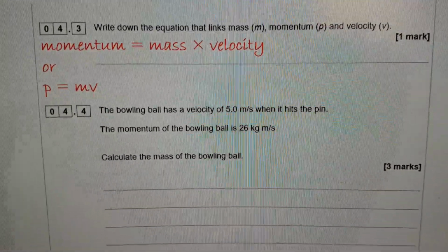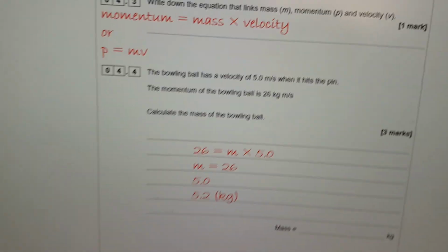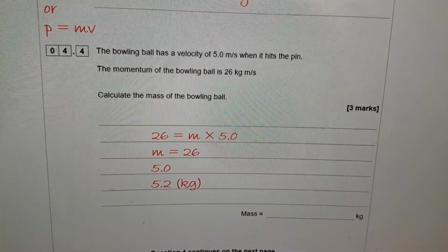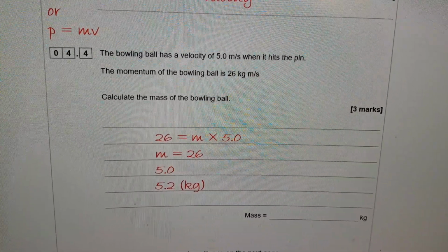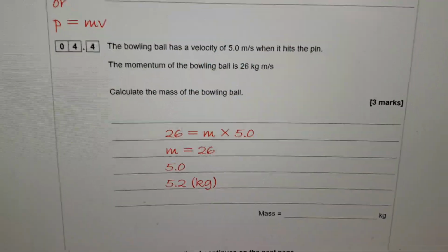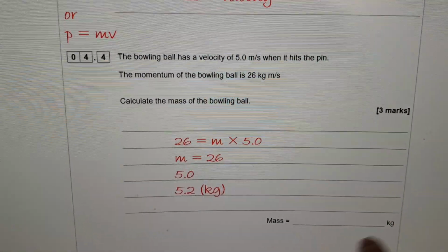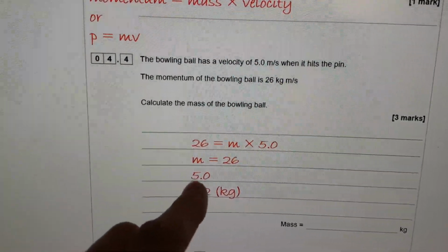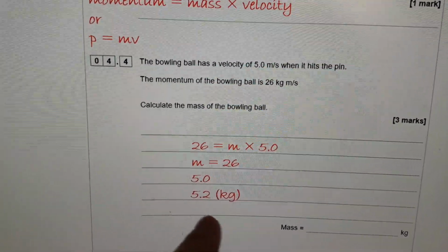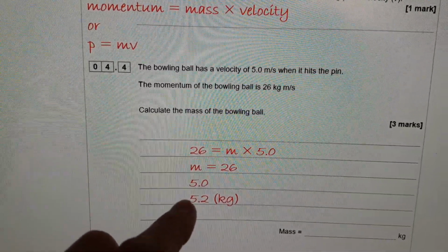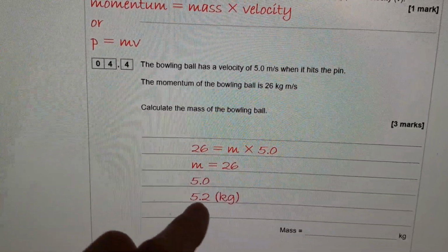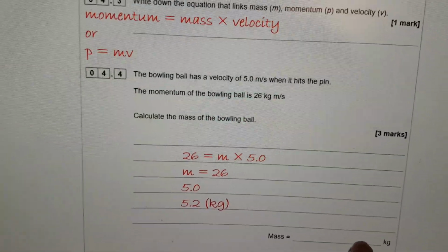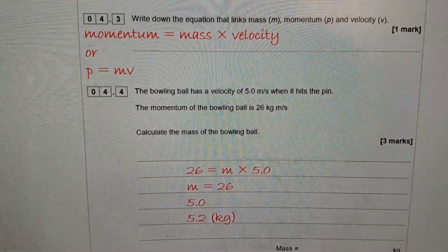And the answer is... my m is equal to 26 divided by 5, which gives me 5.2 kilograms. If you don't put your answer in this little bit here, so long as it's a bit obvious what you're doing here, and I've not put in the divide symbol there, so it's not as obvious, you've still got 5.2 kilograms. You can still get the marks, but just to be on the safe side, pop it in the bottom here as well.